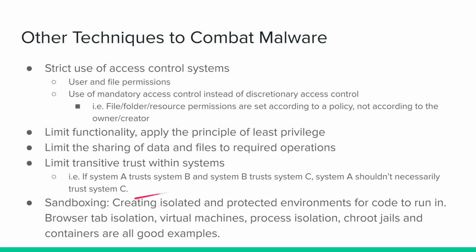We also have sandboxing in all its various incarnations. So we have browser tab isolation, where every tab is its own process, so it benefits from process isolation. We can use things like virtual machines or containers or chroot jails to isolate certain components, certain resources, so that if they are compromised by a piece of malware, they can't spread out of that sandbox or out of that container to infect the rest of the system.